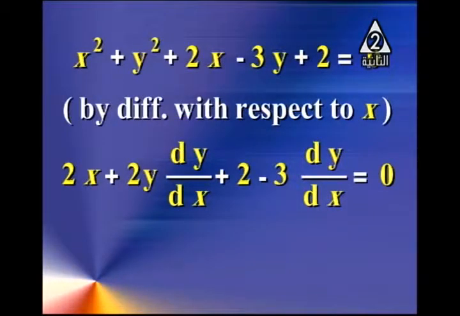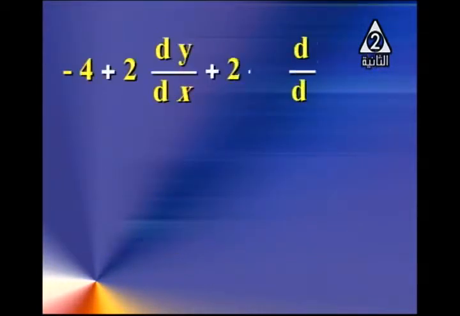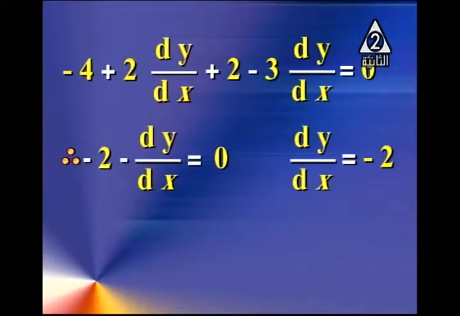Differentiation of x to the power 2 is 2x. Differentiation of y to the power 2 is 2y times dy over dx. Differentiation of 2x is 2. Differentiation of -3y is -3 dy by dx, and the constant 2 differentiates to 0. Then, taking the common factor, at x equals -2, y equals 1, we find dy over dx. By substitution, we find dy by dx is equal to -2.